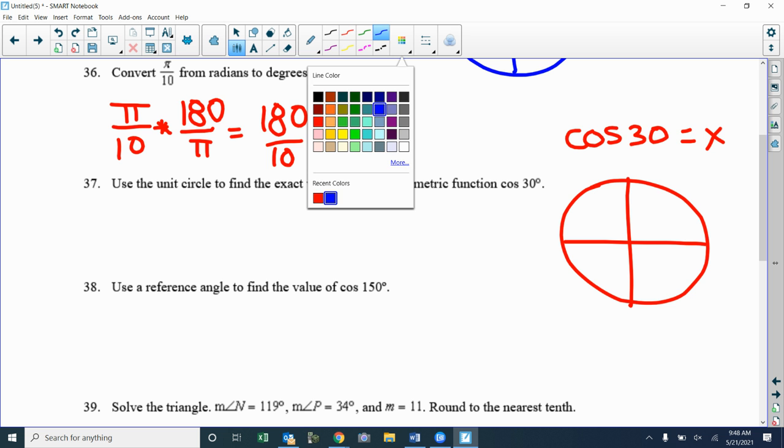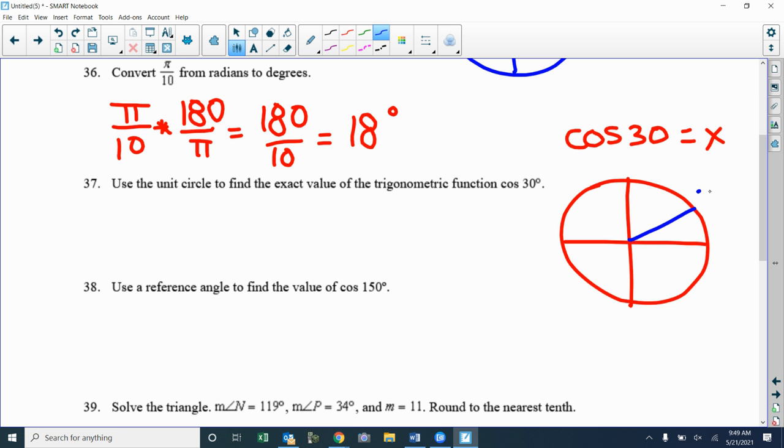So we've done a bunch of these. 30 degrees would be right here. You're looking for the x distance, which is right here. Across from the 30 is 1/2. Across from the 60, square root of 3 over 2. So my x there is positive square root of 3 over 2.